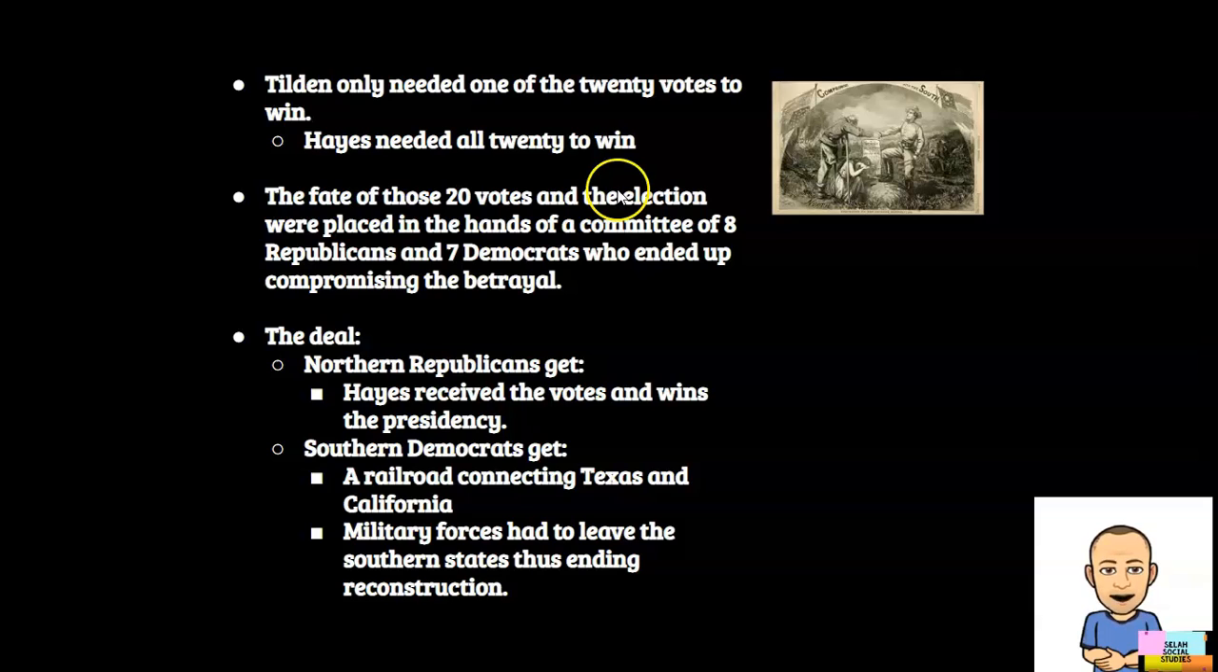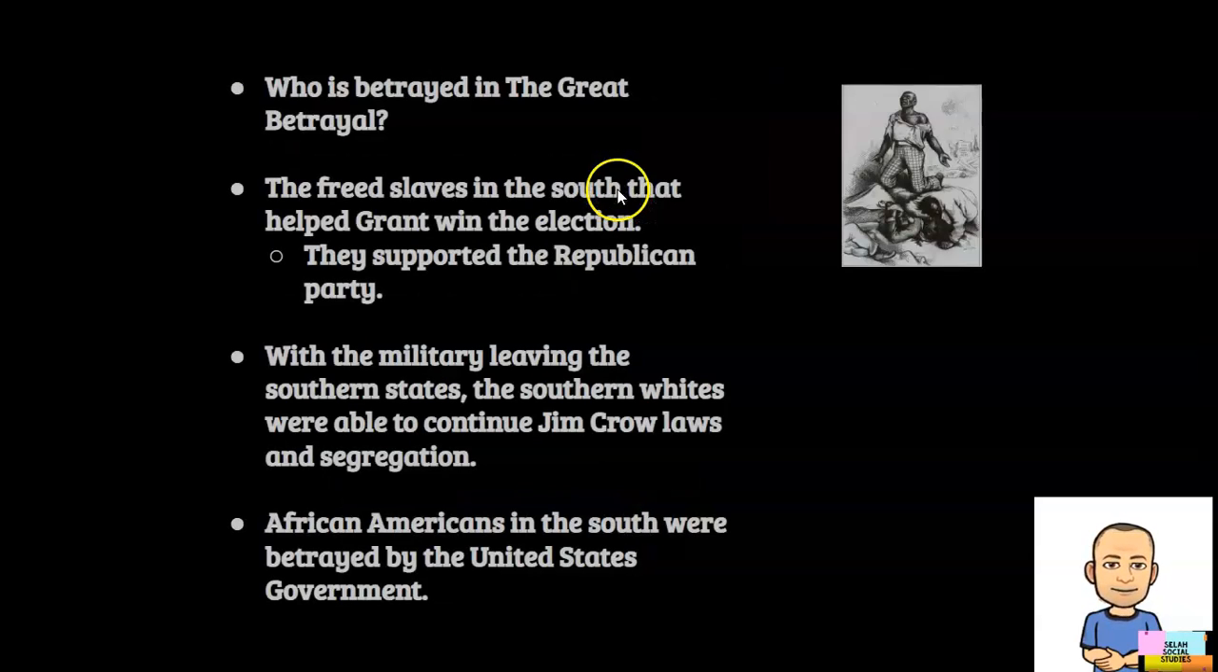This committee had 8 Republicans, 7 Democrats. That's one more than the other. Most likely there was going to be a vote. The vote would sway the Republican way. So this is the Great Betrayal. So now, who's betrayed? Is Tilden betrayed? No. I mean, I guess technically Tilden was betrayed by his party, but it's not Tilden who we're talking about in the Great Betrayal.